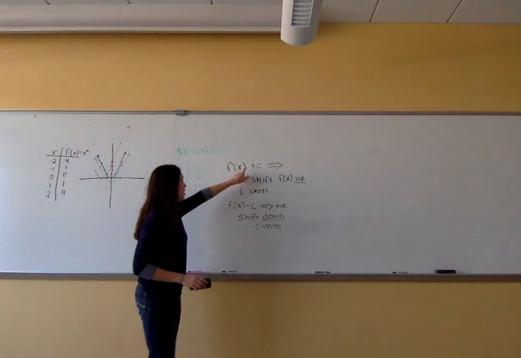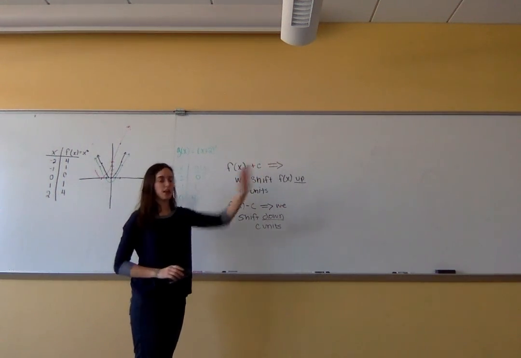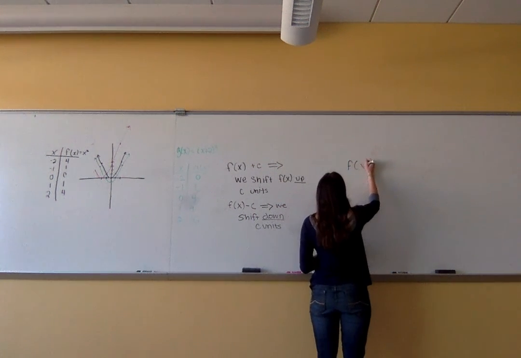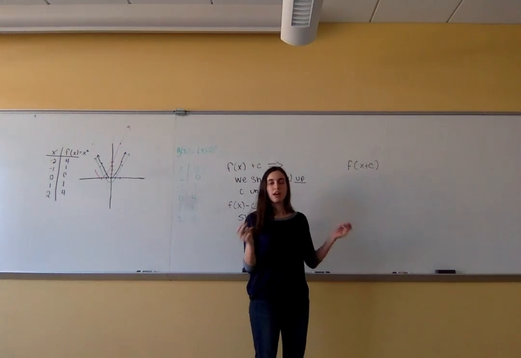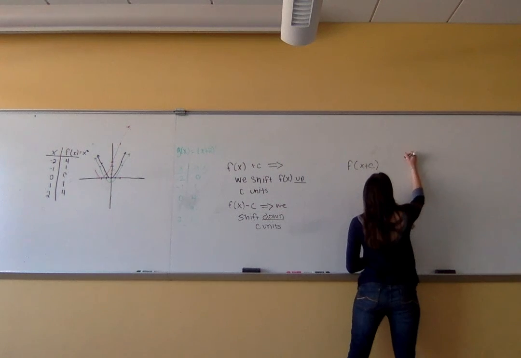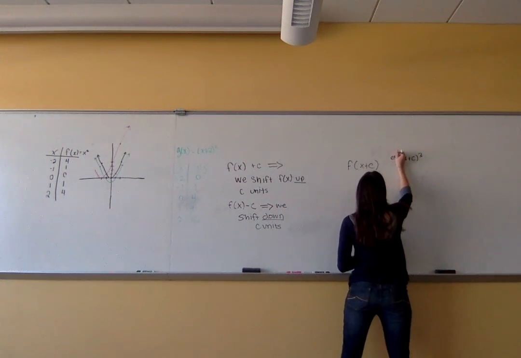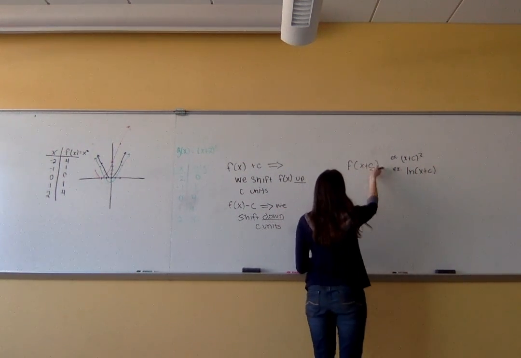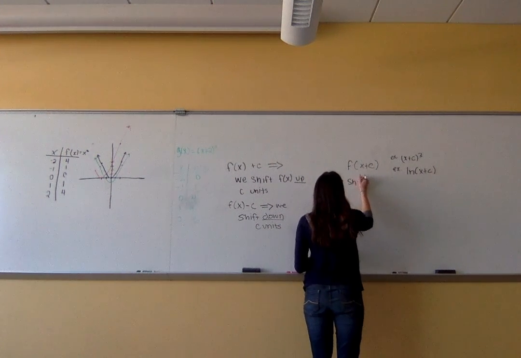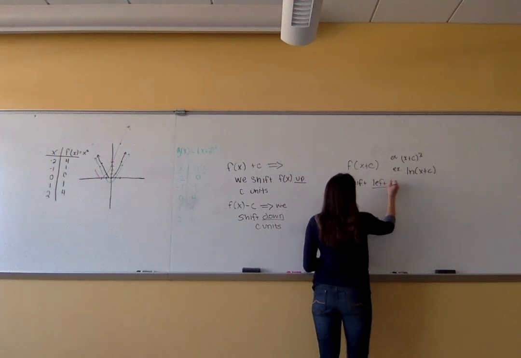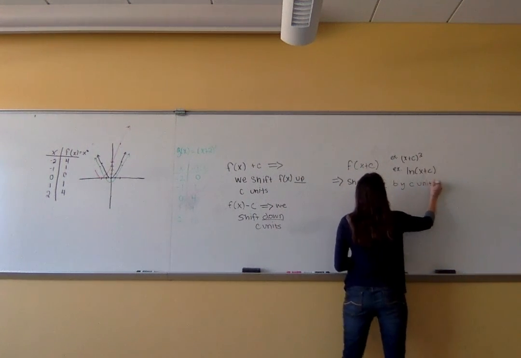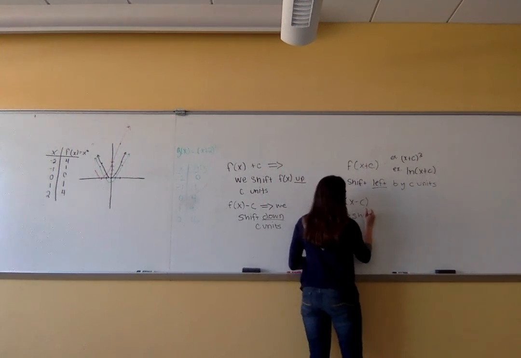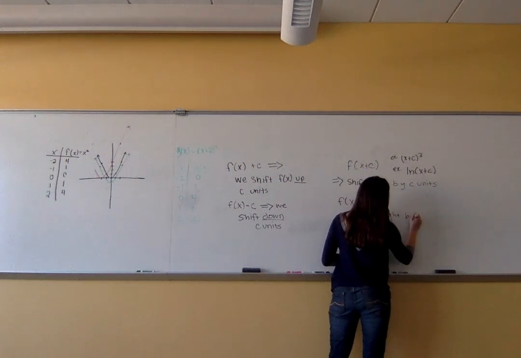In the first case, we have our function and then we add a constant at the end. But in this case, the rule is if we have f of x plus c inside, so in the case of x cubed, we have x plus c cubed, or in the case of ln x, we have ln of x plus c. So if we have x plus c, it means we'll shift left by c units. And then if we have x minus c, we'll shift right by c units.